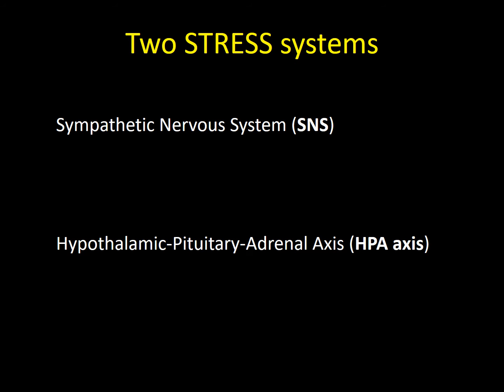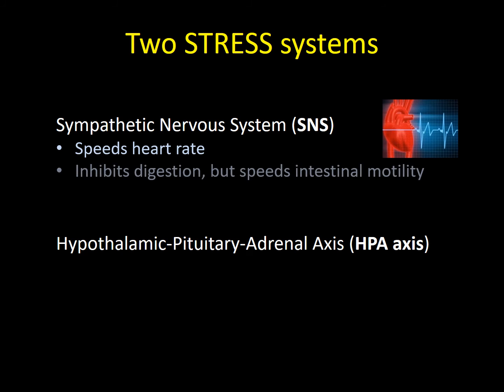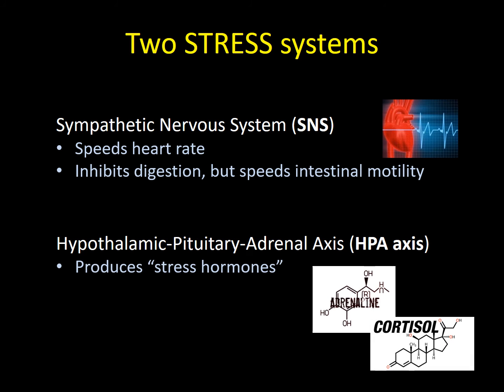This is true in two parallel stress systems in your body, the sympathetic nervous system and your hypothalamic pituitary adrenal axis, called the HPA axis. So your SNS is responsible for speeding up your heart rate so that blood is delivered to your tissues at a faster rate. The SNS inhibits digestion, but it speeds up intestinal motility. That's the speed at which things flow through your intestines, if you know what I mean. And your HPA axis is involved with hormone production, particularly of cortisol, the stress hormone, and adrenaline, the fight or flight hormone.